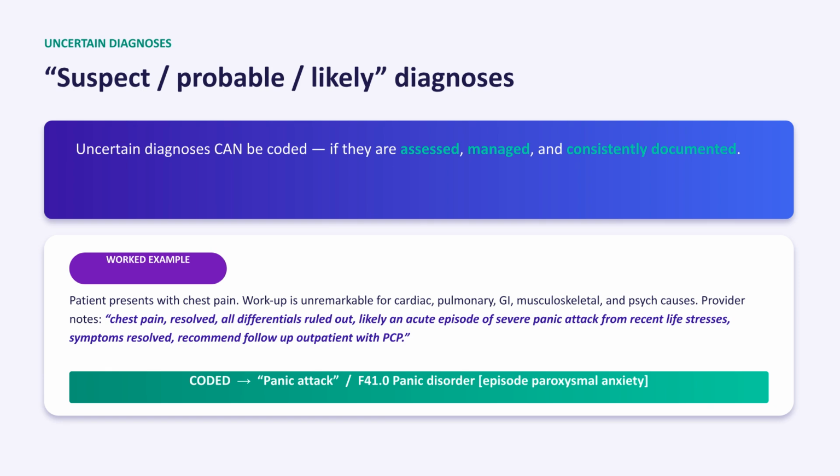What about uncertain diagnoses? Suspect, probable, or likely conditions can be coded if they are assessed, managed, and consistently documented. For example, if a patient is treated for chest pain, and the provider notes the condition is resolved and differentials were ruled out, the final diagnosis can be captured accurately.